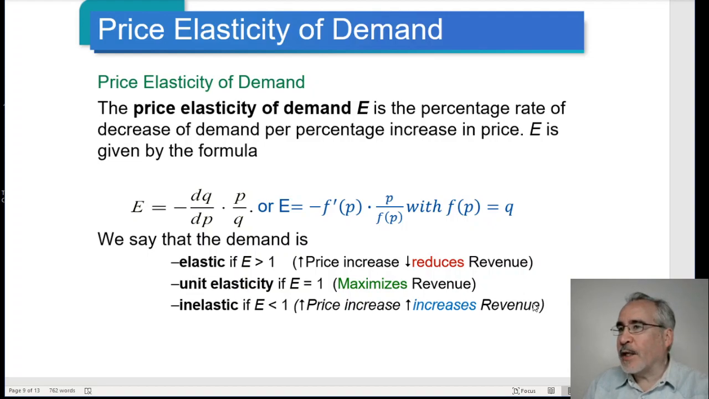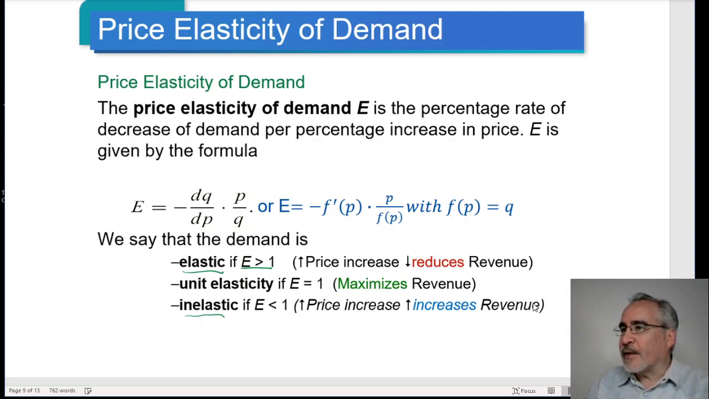If E is greater than 1, we call that elastic, and it means that an increase in the price causes a reduction in the revenue. It reduces the revenue because the demand drops faster than what we raise the price by. If it is inelastic, that means that E was less than 1, then an increase in price will actually increase the revenue, because E being less than 1, raise the price by 1%, the demand drops by less than 1%, so we actually get greater revenue.